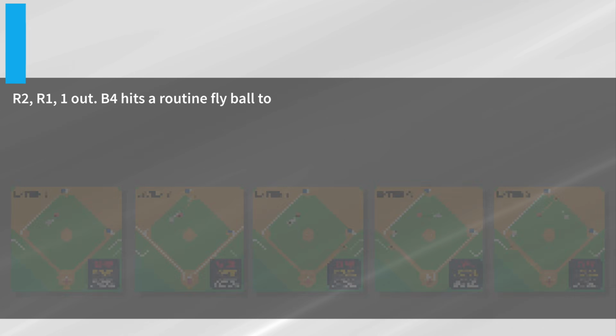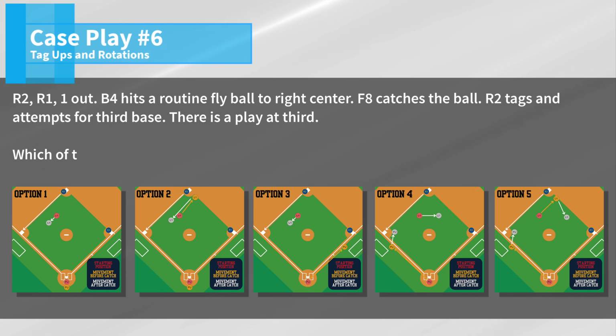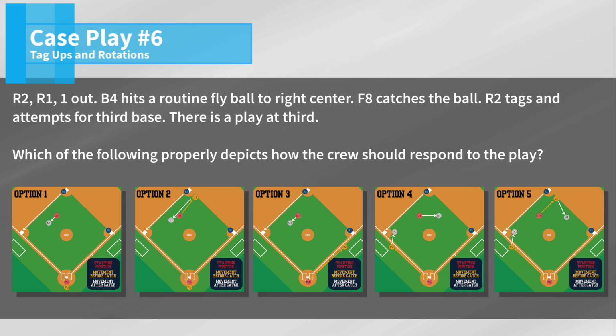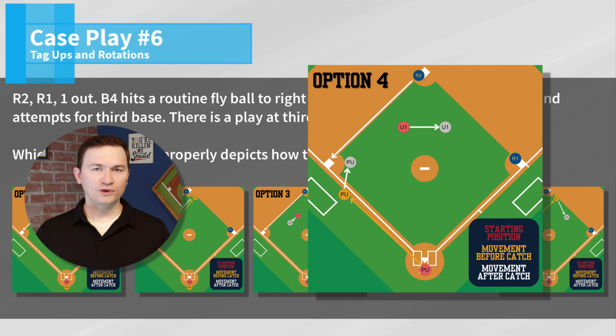Case play number 6. R2, R1, 1 out. B4 hits a routine fly ball to right center. F8 catches the ball. R2 tags and attempts for third base. There's a play at third. Which of the following properly depicts how the crew should respond to this play? The correct answer is option 4. With runners on first and second and less than 2 outs, this is the one situation where we rotate on a caught fly ball, which we can do since it is not a trouble ball down the right field line. The plate umpire works up the third base line on contact and takes the play at third. The base umpire remains responsible for R1.